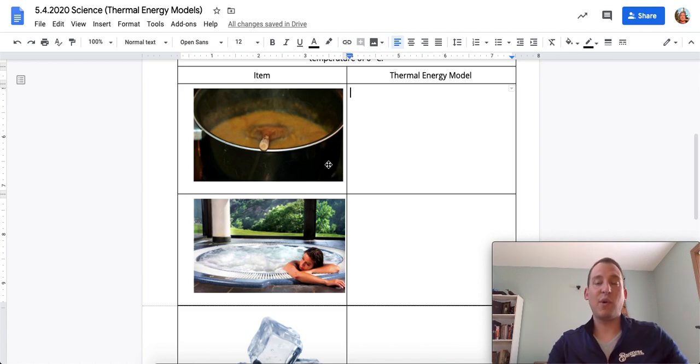So when you're doing this, we want to make sure that you don't just have one or two little dots and that's all you have. There should be a whole bunch of things moving around there.